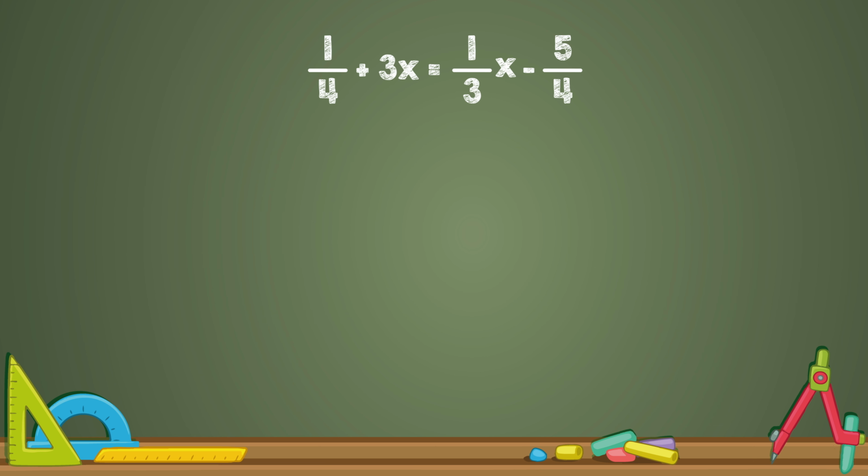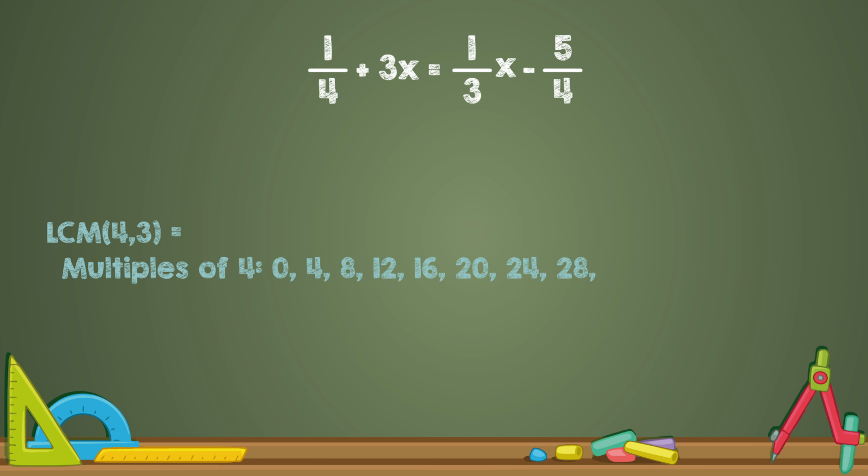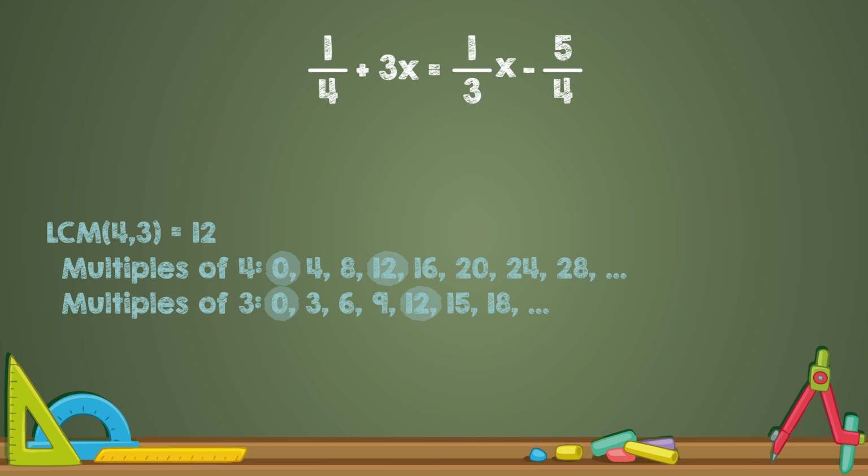We start again by looking for the least common multiple of the denominators. I note the multiples of 4, namely 0, 4, 8, 12, 16, 20, 24, 28, and so on. And I write down the multiples of 3, namely 0, 3, 6, 9, 12, 15, 18, and so on. In these series, we see that we have the 0 and the 12 in common. 12 is therefore the least common multiple.